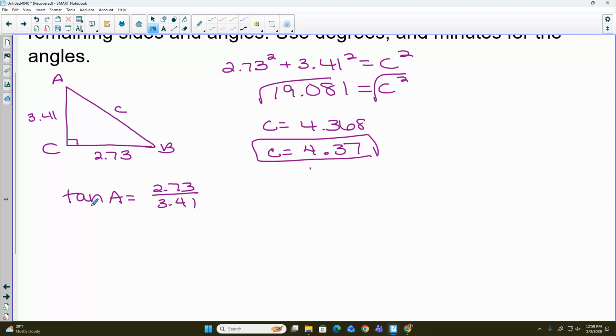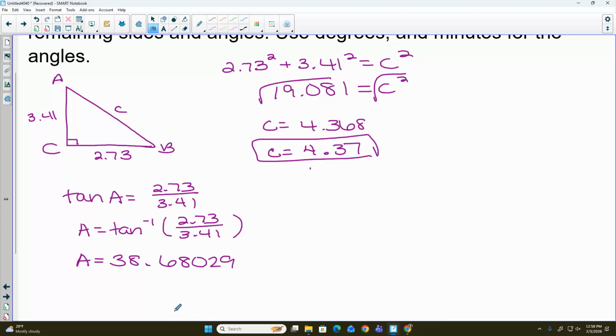How do we find an angle in our calculator? Yes. So you are going to type in tangent inverse. So that's second and then the tangent. Okay, so I get 38.68029. Now, on your homework, I am fine with the decimals, but in this one, just because I figured it was a good chance for review, I said use degrees and minutes.